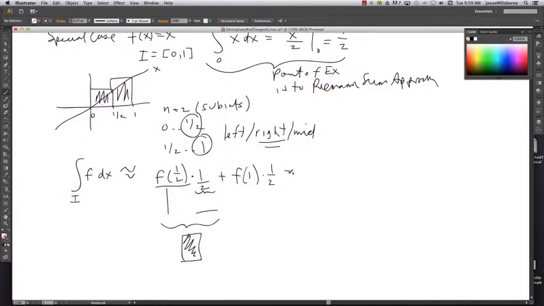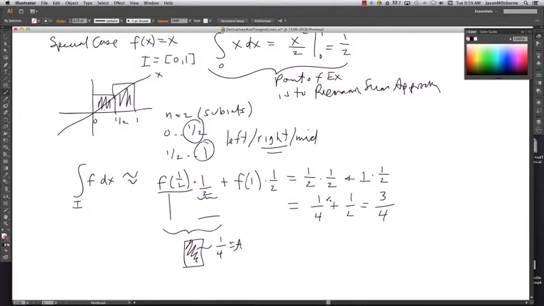So you compute this. The function evaluated at a half is just a half. The width is a half, so the first box has an area of 1/4. The second box has a height of 1 and a width of a half. So what does that give you? 1/4 plus 1/2, which is 3/4.